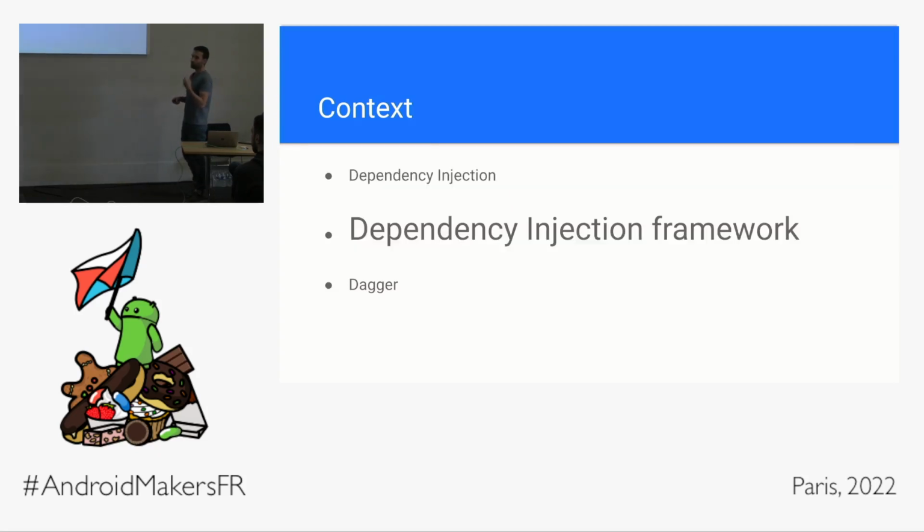And of course, to do all of this, you don't necessarily need a dependency injection framework. You can do it manually, but it will require some knowledge about dependency injection. It will also require you to write a lot of boilerplate code. So that's partially why Google recommends you to use a dependency injection framework.